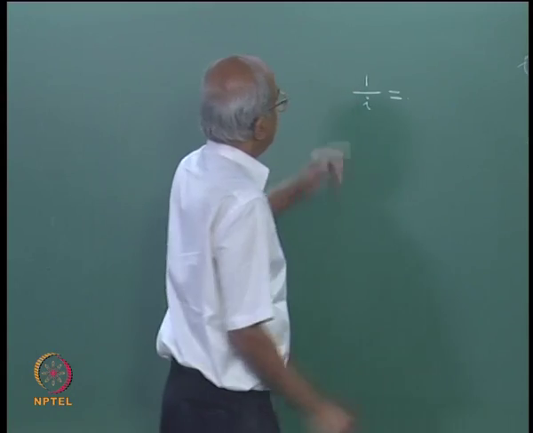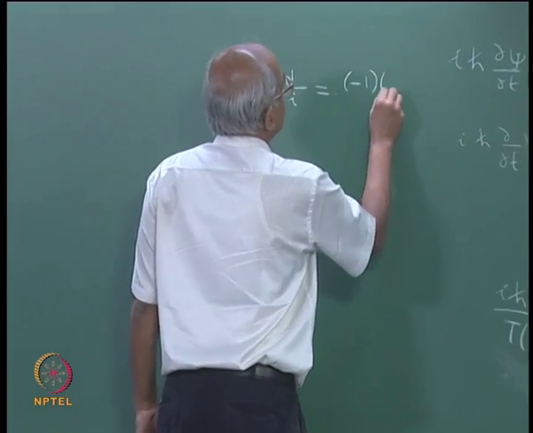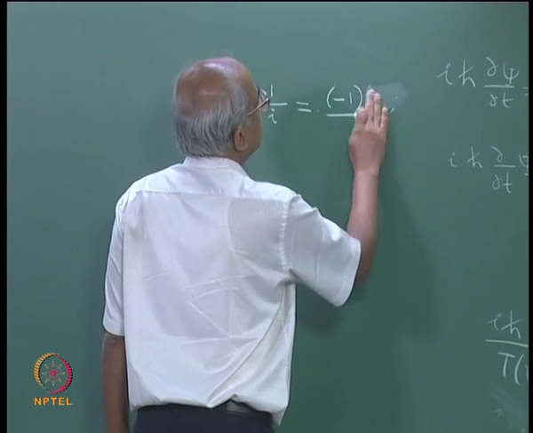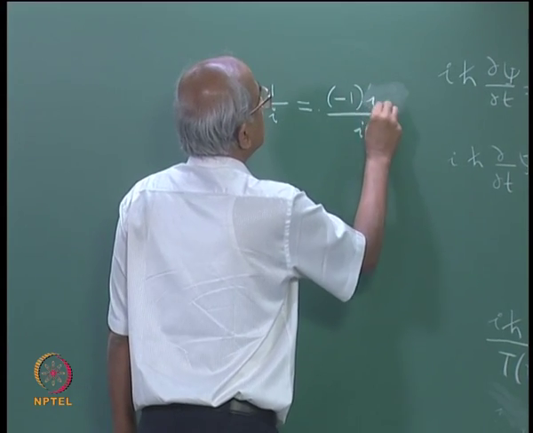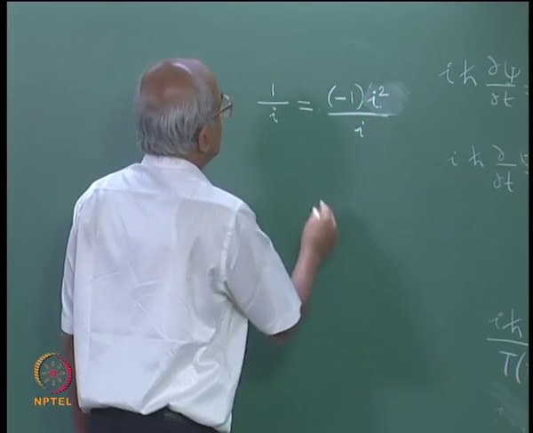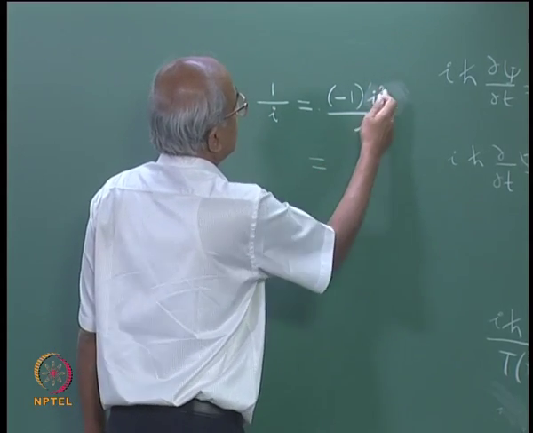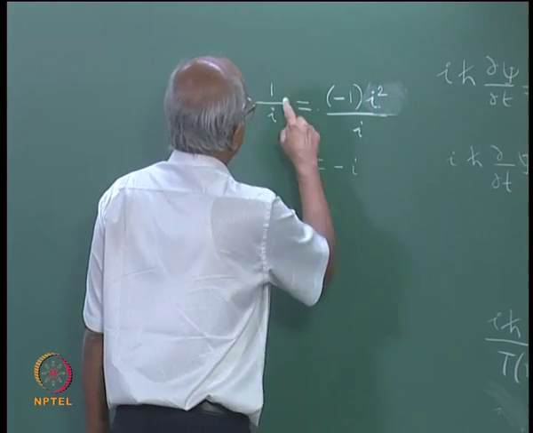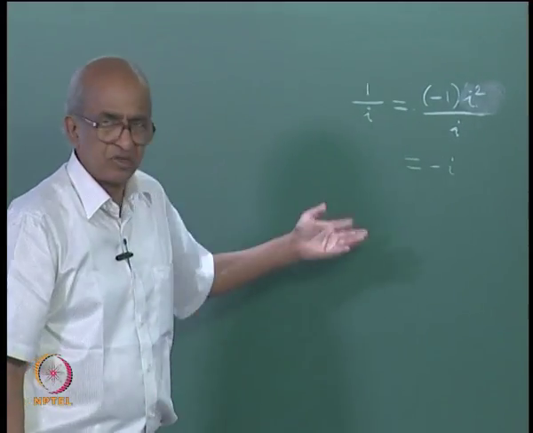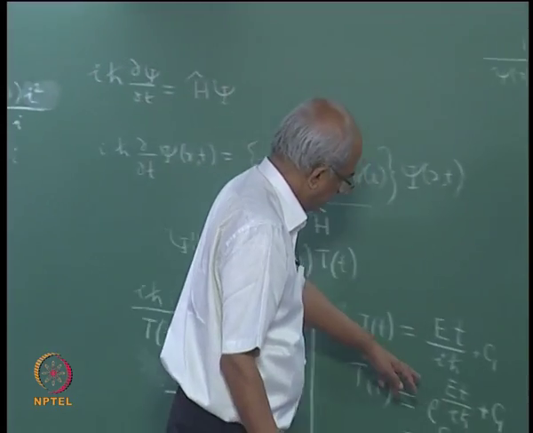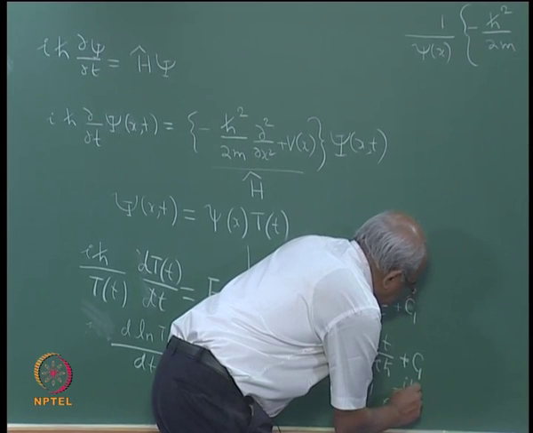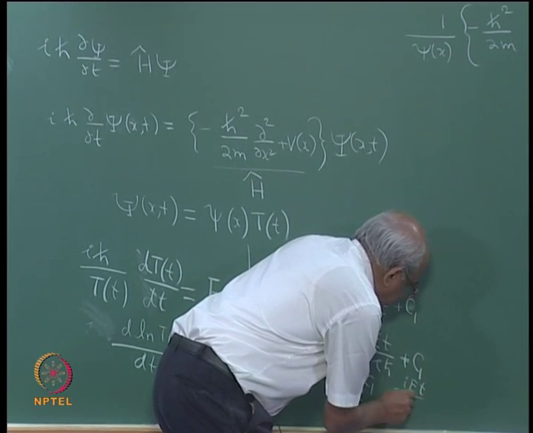You know that 1 may be written as minus 1 into minus 1, but minus 1 is actually i square. So, therefore, you can easily see that one i and another i may be cancelled. So, you will get minus i. So, 1 by i is easy to write as minus i. So, I am going to use that, and therefore, this part will become e to the power of minus i E t by h cross.